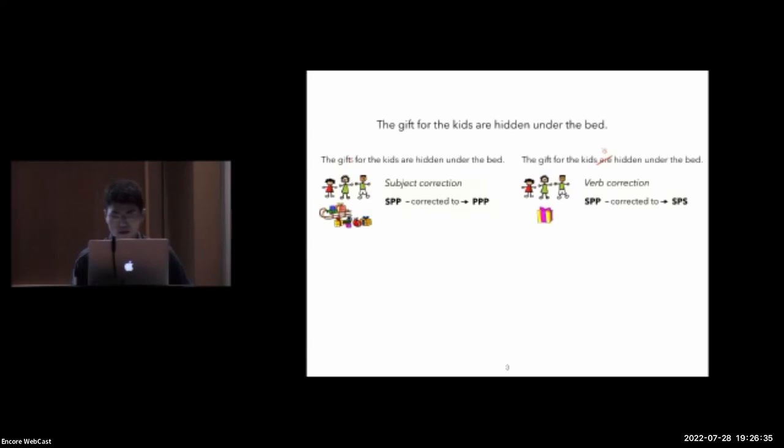So some of you might be thinking about adding the S to the subject gift, which is a subject correction, changing SPP to PPP. Or you might be thinking that maybe the speaker intended to just talk about one big gift for multiple kids, and therefore you think they made a mistake at producing the correct form of the verb, and therefore changing the verb from are to is.